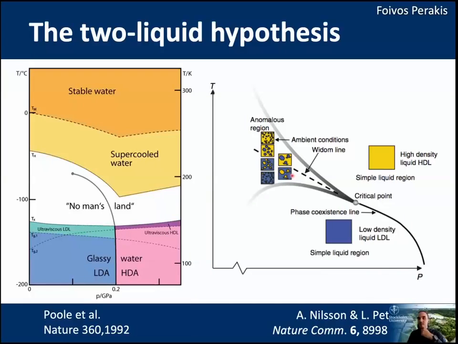Some people might be familiar with this concept from magnetic domains, for example. It's a similar concept, that you have regions that are forming. And the point is now, as you cross this Widom line, you cross over from something that is dominated by high density liquid to something that is dominated by low density liquid. And there is actually some recent experimental evidence.